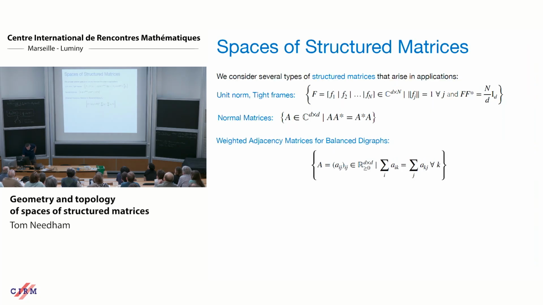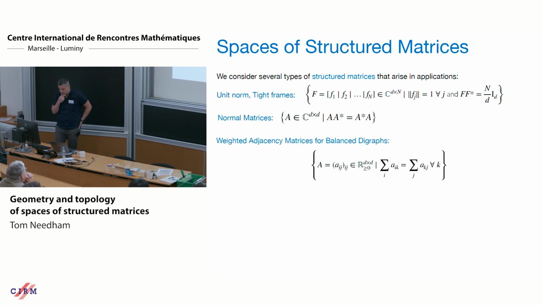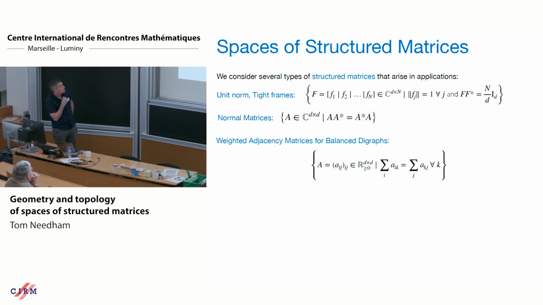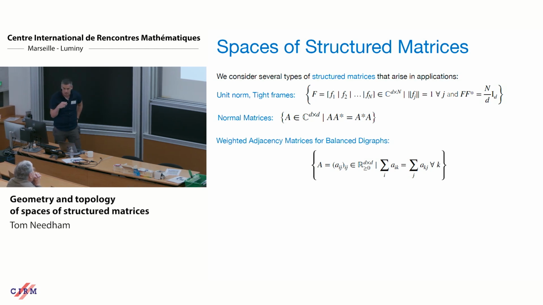All right, so let me tell you the general idea of the talk quickly. We're considering several types of structured matrices, and I'm considering very particular types: unit norm type frames, normal matrices, weighted adjacency matrices of balanced digraphs, which seem kind of like a random selection. So there is a unifying theme here.